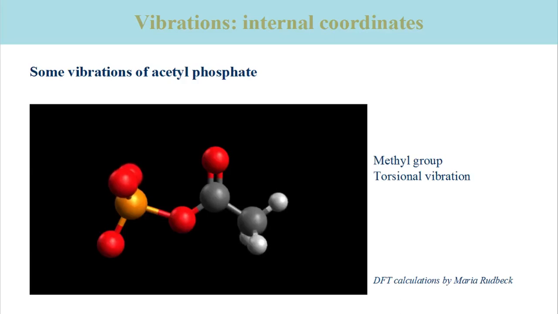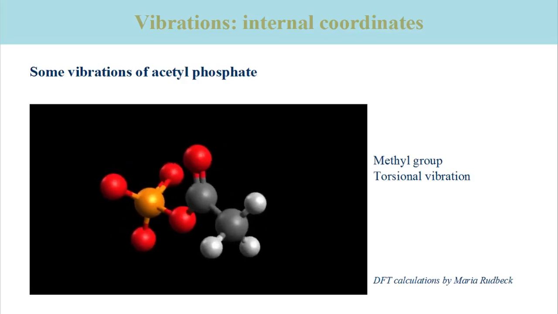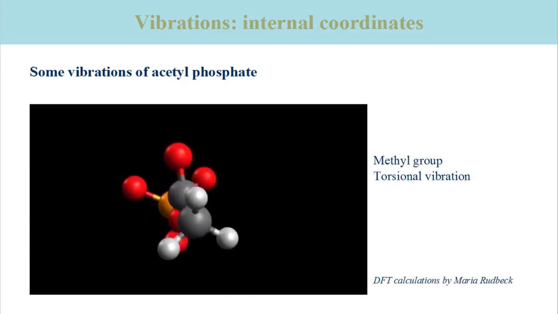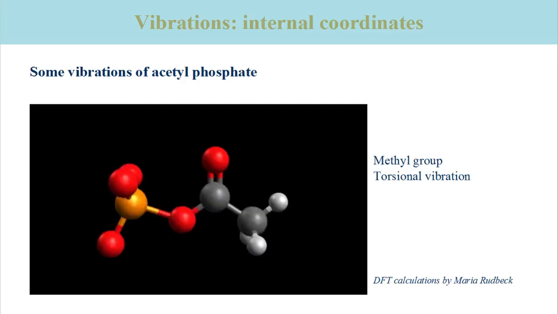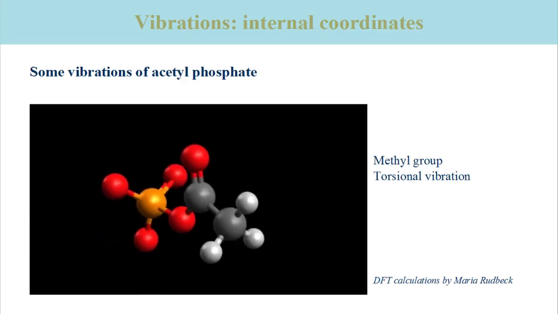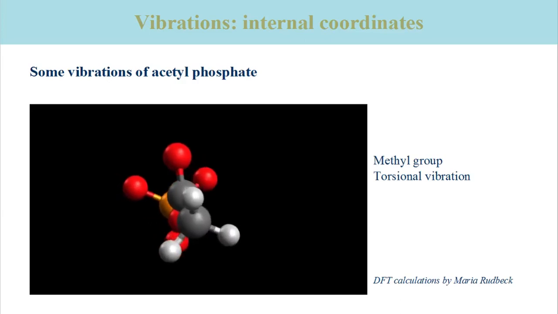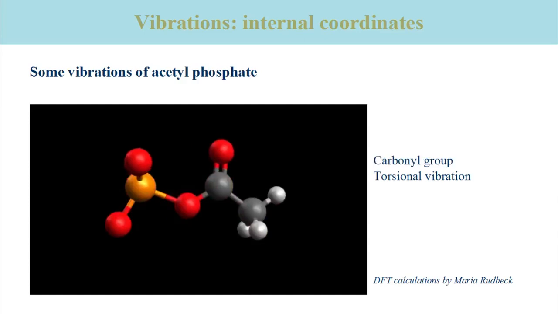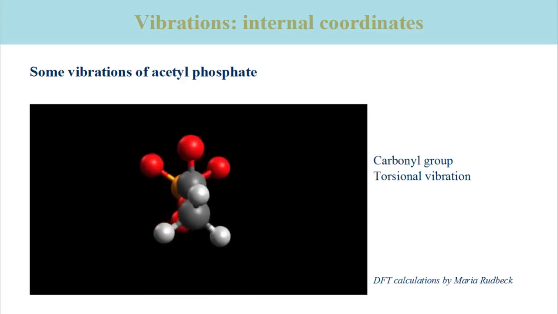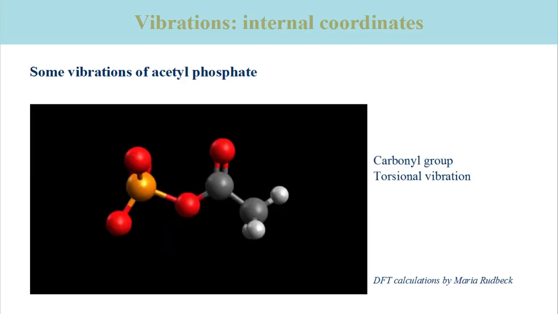Finally, I want to show two examples of torsional vibrations. In the first one, the methyl group rotates against the rest of the molecule, which changes the dihedral angle between the methyl group and the carbonyl group. Show it again. In the second example, the carbonyl group rotates with respect to the rest of the molecule, which changes the dihedral angle between the carbonyl group and the other 2 groups.